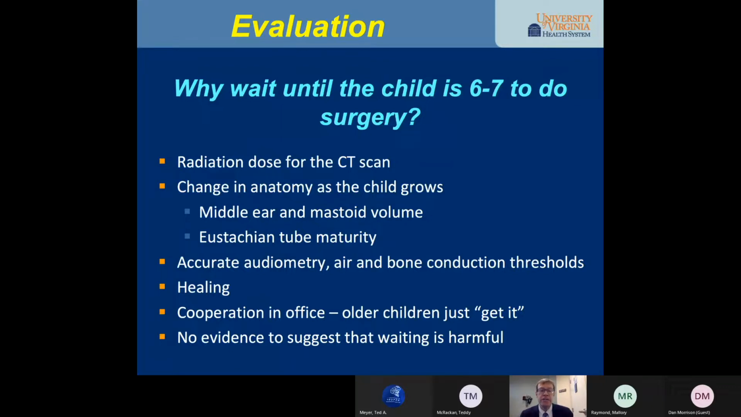Change in the anatomy as the child grows. The middle ear and the mastoid volume increases as the child gets older, and the eustachian tube matures. As we all know, most children outgrow their ear infections. So I don't want to do a great operation only to have fluid in the middle ear compromise their hearing. So eustachian tube maturity is important. Accurate audiometry, air and bone conduction thresholds. A 3-year-old cannot sit for ear-specific air and bone conduction threshold behavioral audiometric testing. Just doesn't happen. When they get older, they can then sit for the audiometric testing.